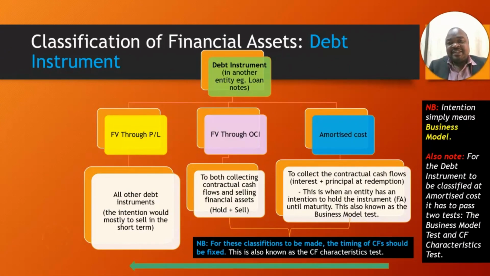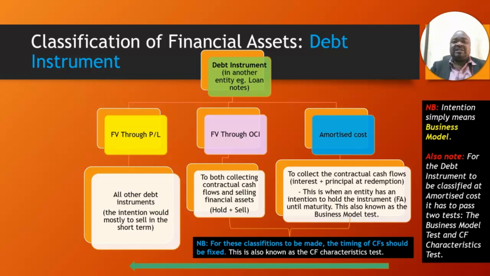My people, let's now move to the classification of financial assets. We are going to start with debt instruments. I know when you hear the words debt instrument, you start to think of liabilities. No, it doesn't work like that. Financial assets can also be equity instruments or debt instruments. If we invest in equities of other companies, that's an equity instrument, which will be a financial asset. Remember the definition of a financial asset.